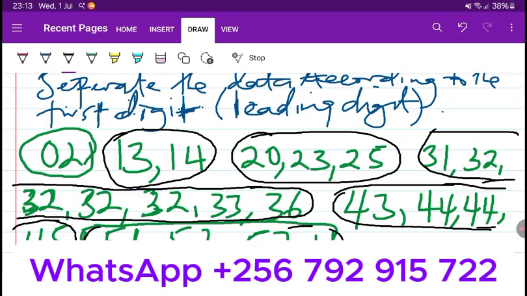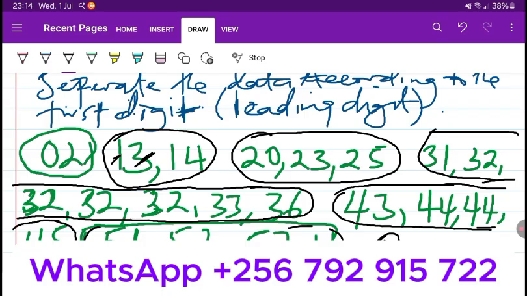In other words, the digit that comes at last will be our leaf. Just like the way we've seen, if let's say we have a 20, then the 2 will be the stem or the leading digit, and then this 0 will be the leaf. If it is 14 or 13, this one will be a stem, then this 3 will be a leaf.